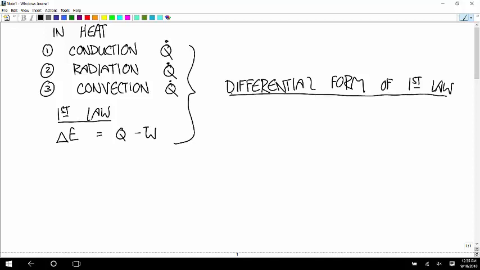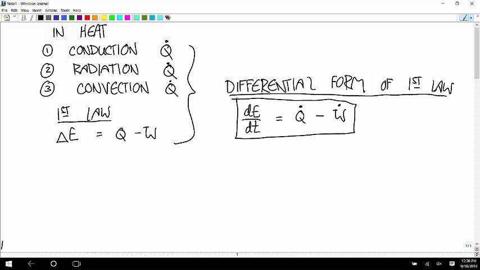And that is the time rate of change of the energy is equal to the rate at which energy is entering the system through heat, that's what we're calling Q dot, minus the rate at which work is being done by the system. You know, energy is leaving the system through work. Okay, so this is the differential form of the first law.